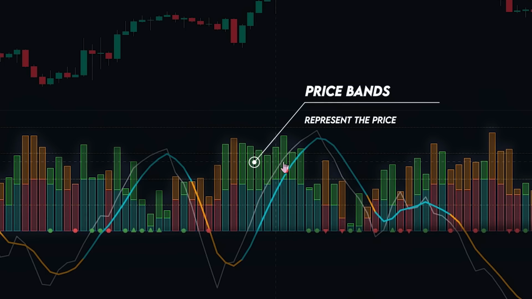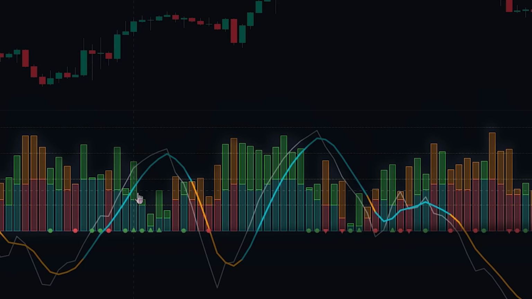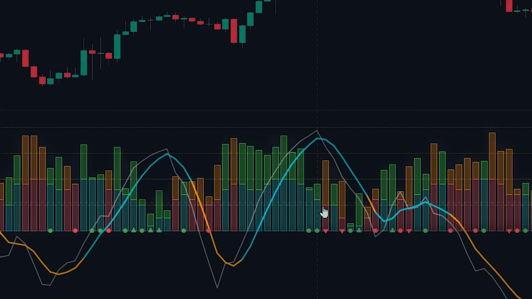This can be used to gauge the intensity of price movements and identify potential signals. By analyzing the height and color of the bars, traders can assess the strength of price movements and identify areas of buying or selling pressure in the market.